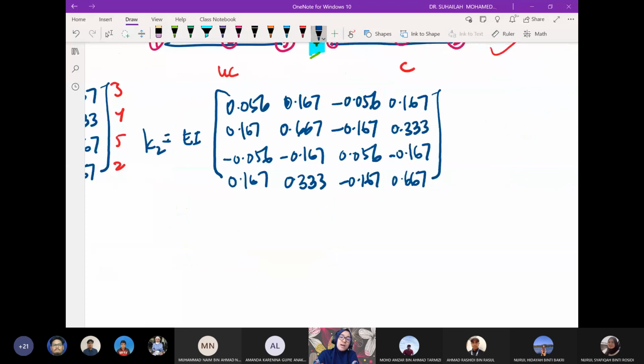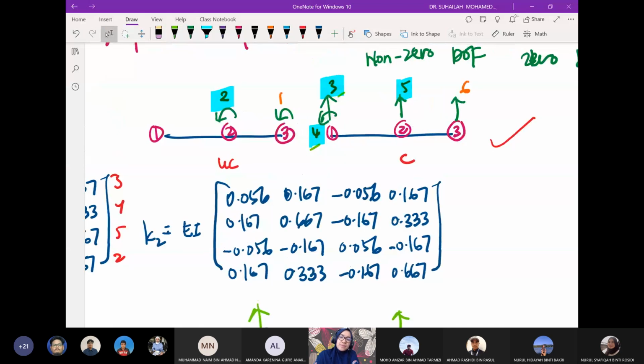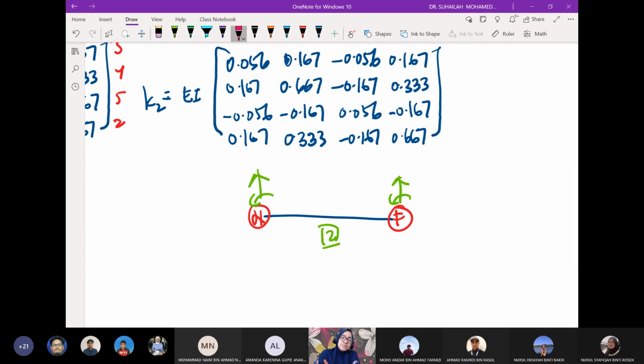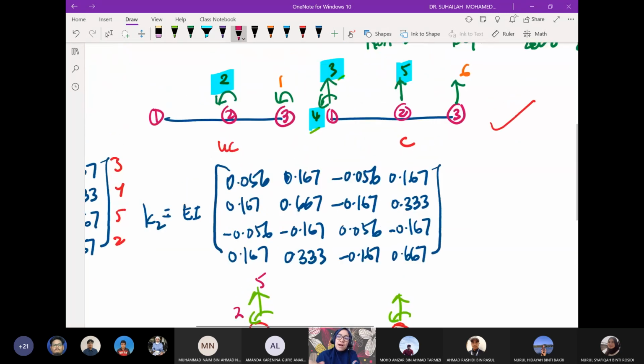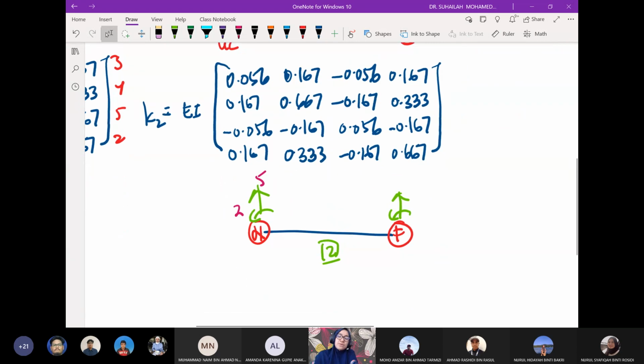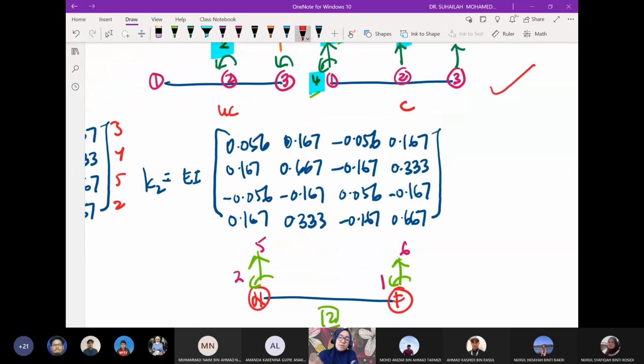Okay, so element number two now. Element number two also has two nodes. An element must have two nodes, it cannot be three. If it's three, it becomes a structure. Just remember that. Okay, so we have Y, Z, Y, Z. Near for element number two is 5, 2. See? Near for element number two is 5, 2. And far for element number two is 6, 1. Y, Z. Understand that? This is the important one. If this is clear, insyaAllah everything else will be clear.